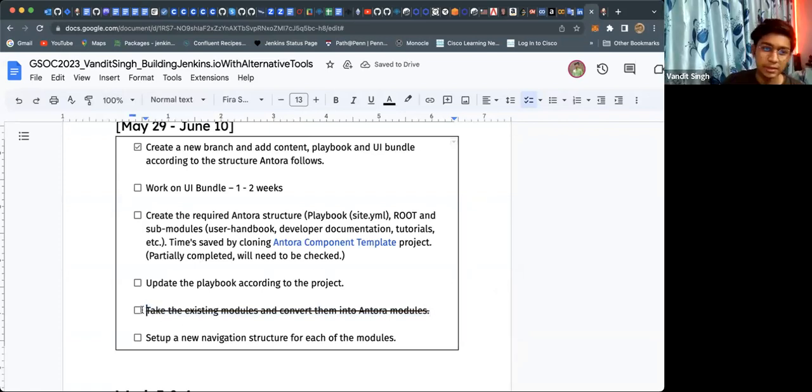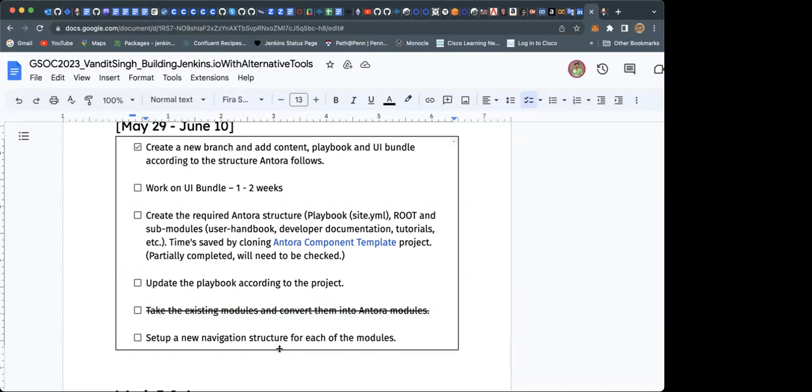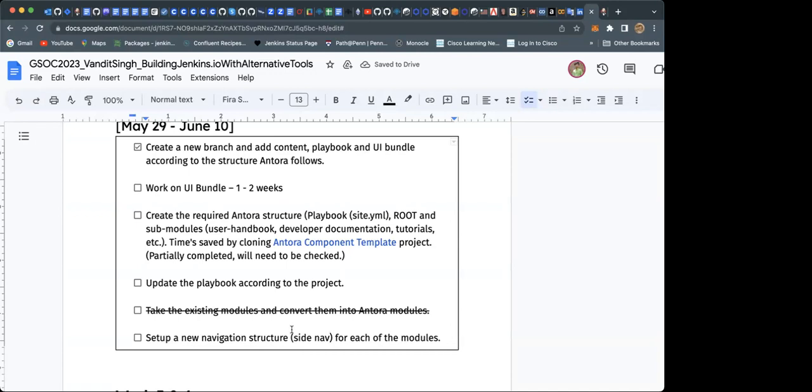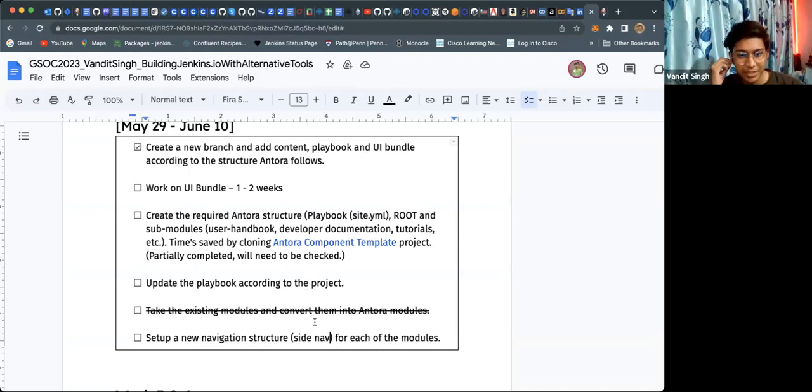So these are the things that I'll have to do for the first 2 weeks. Okay, good. Simplification structure feature modules. So do you mean like for... Like I explained in the last meeting, for the sidebar navigation on the pages, the table of content, you have to manually write in Antora, giving the XREF links. Yeah, that is what I'm trying to say. Set up a new navigation structure.